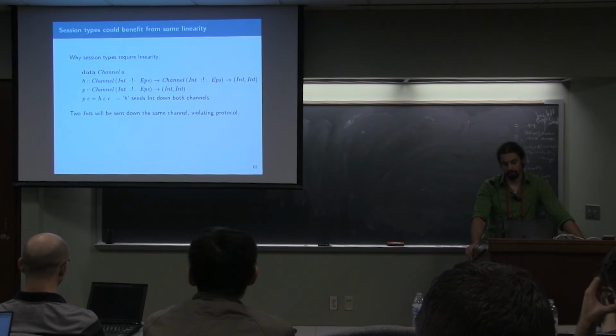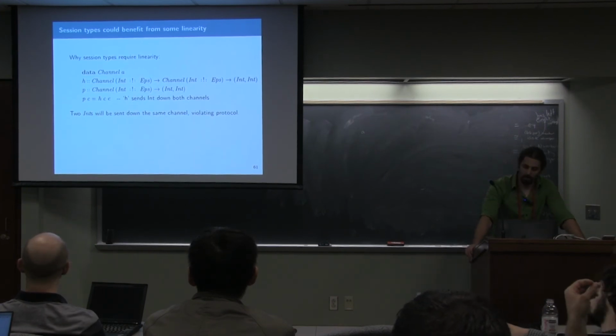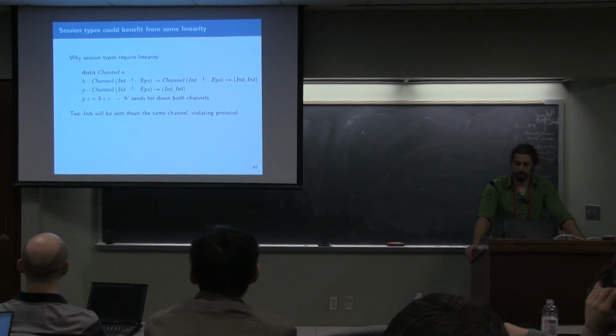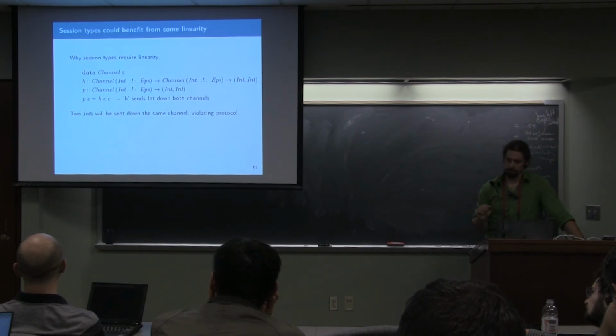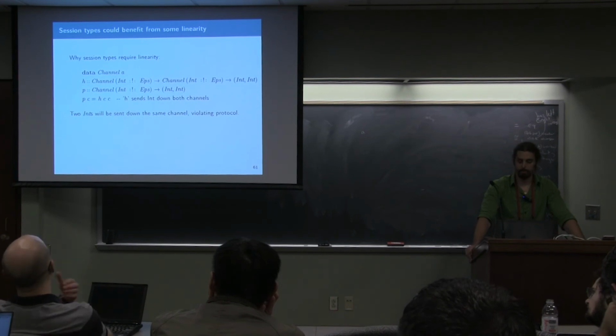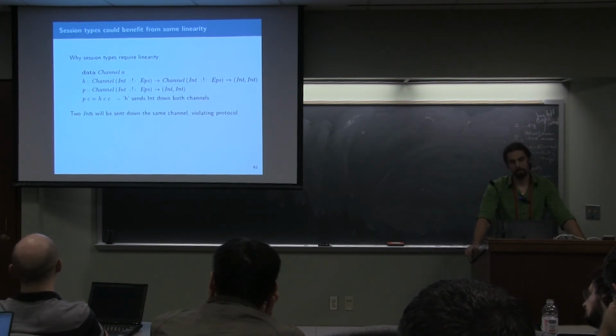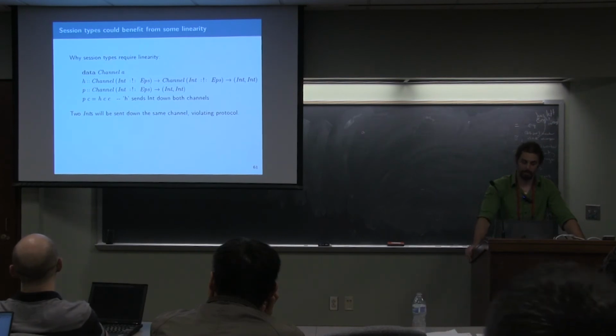And we have a function. You can make a function that takes two arguments, both of which implement the same protocol, in this case, just send an int and then terminate. But in a completely unrestricted language, there's nothing keeping you from doing the last line. Let's say this function sends an int down both of the channels it receives. If we send the same channel to both arguments of the function, which we can do in an unrestricted language, two ints will be sent down the same channel. And that, of course, violates our protocol.